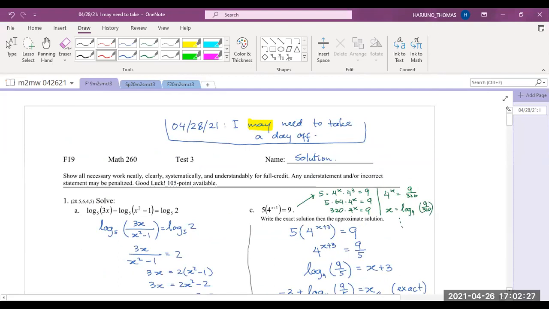Okay, again, this Wednesday, there's a chance that I need to take a day off. I will let you know in my April the 28th discussion board, around 8 o'clock in the morning, if I will really need to take the day off. I need to go to hospital. And this is for me, not for my son. This is for me.